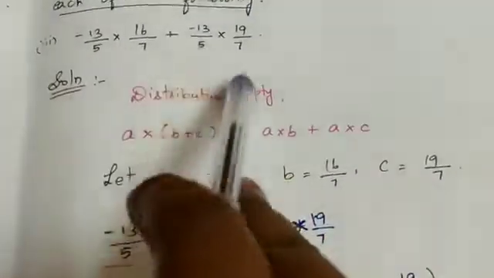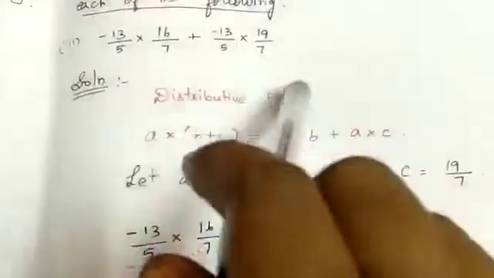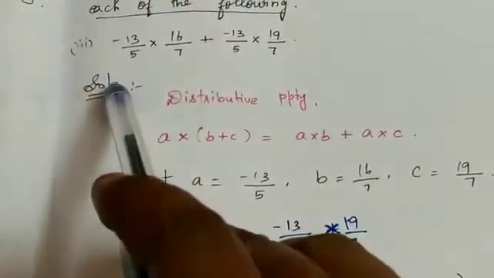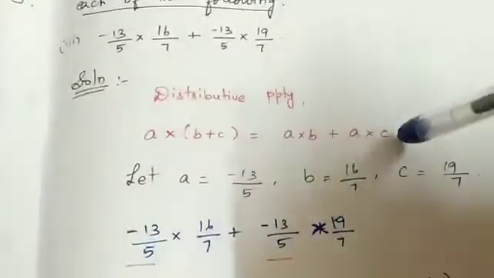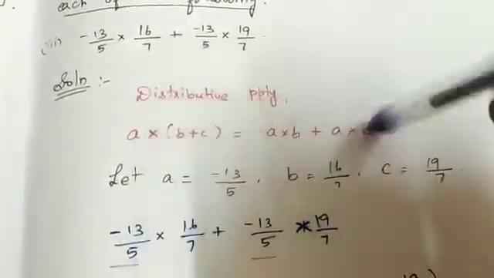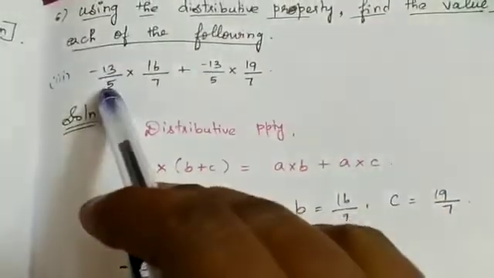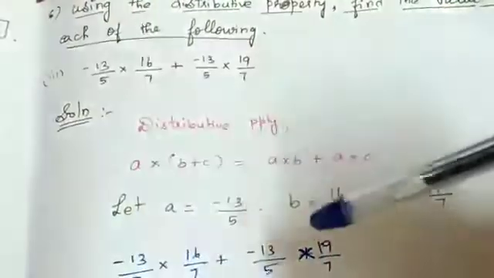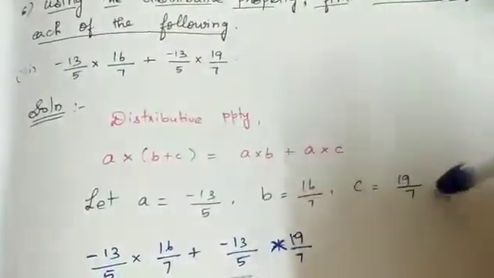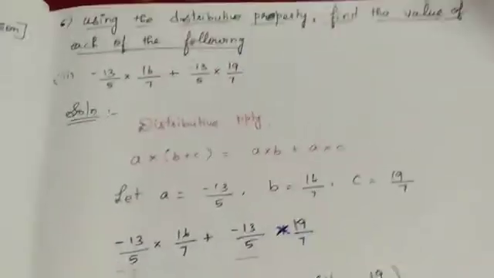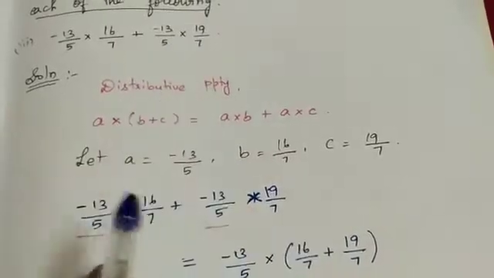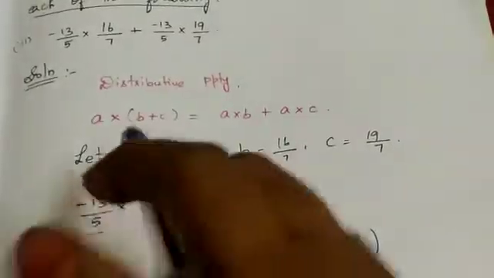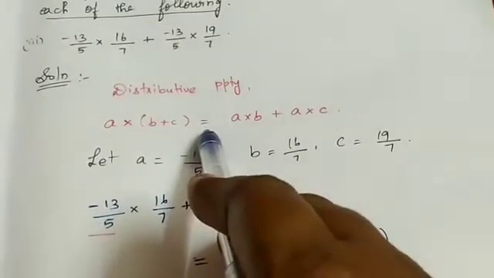The question has two parts, the first multiplication part and the second multiplication part. In both parts you have a common number, minus 13 by 5, because on the right hand side of the distributive property both sets have the same A. So A is considered as minus 13 by 5, B is 16 by 7 and C is 19 by 7. The question is considered as the right hand side of the distributive property, so you use the left hand side to find the answer.